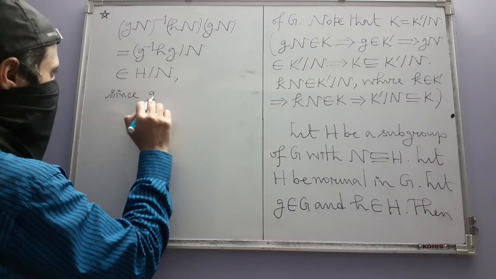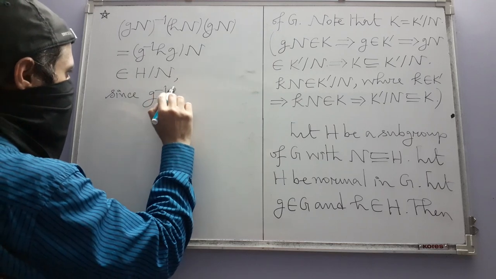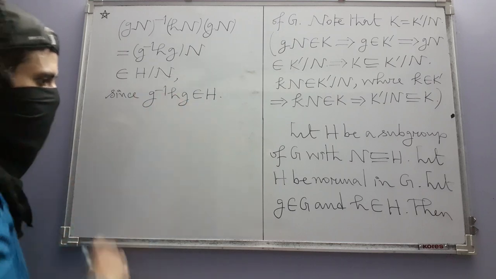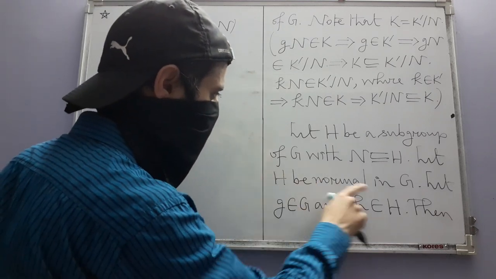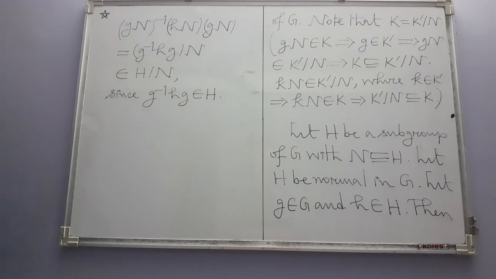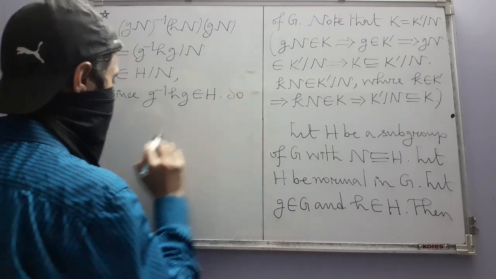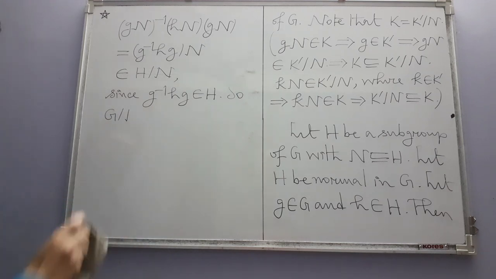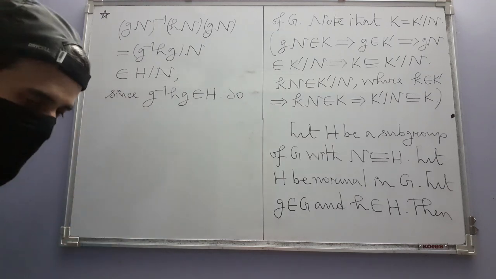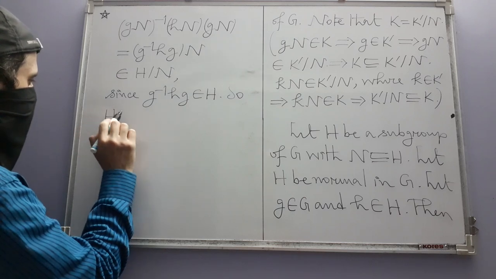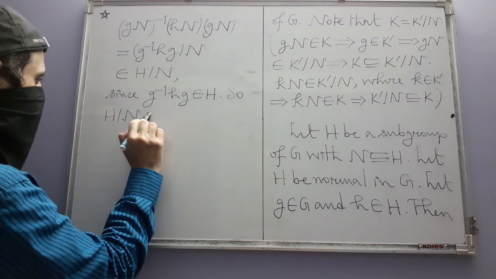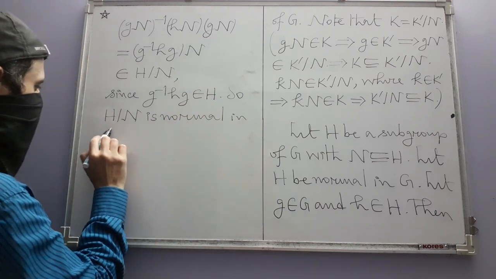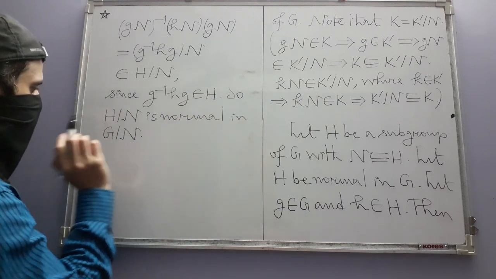Since g^{-1}hg belongs to H, and this "since" comes from the fact that H is normal in G, so this is normal in G/N.